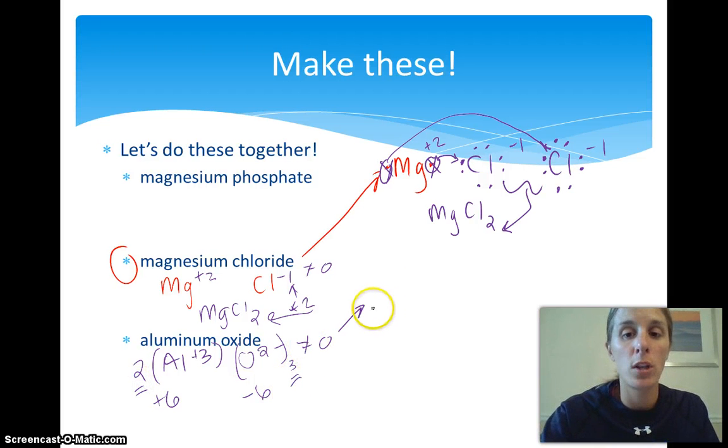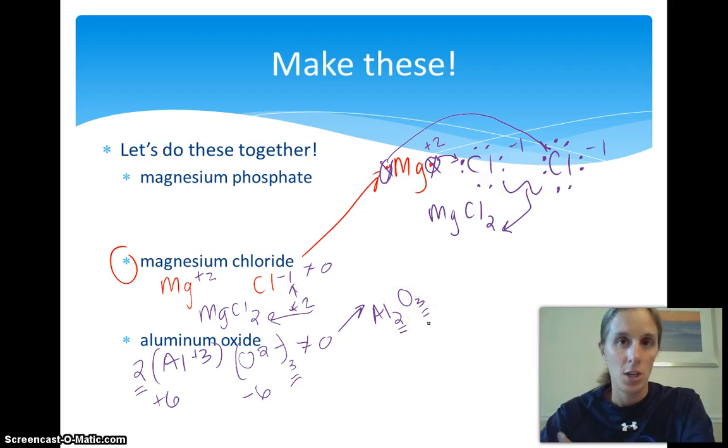So I need 2 aluminums to make my charge 0. So I have Al with a little 2. And I would need 3 of my oxygens to make my overall charge 0. So I have an O with a little 3. So I'm Al2O3. Now you only have to use this trick if your ions have different charges.